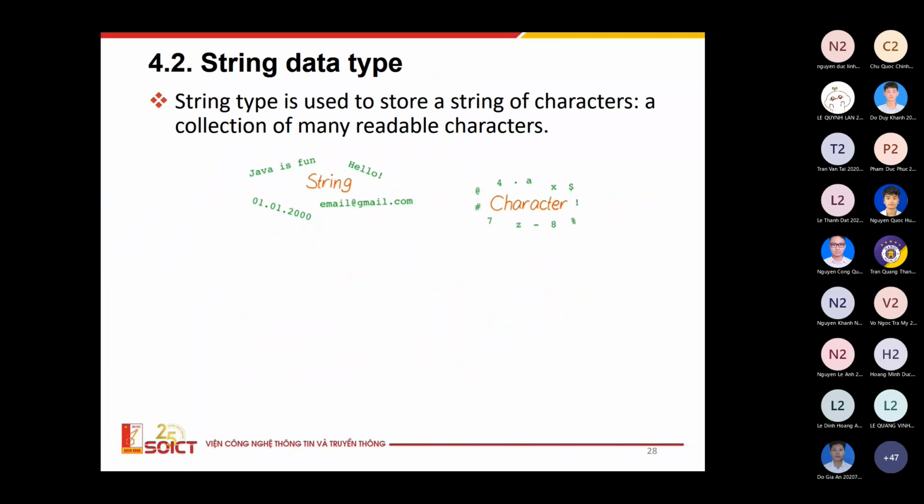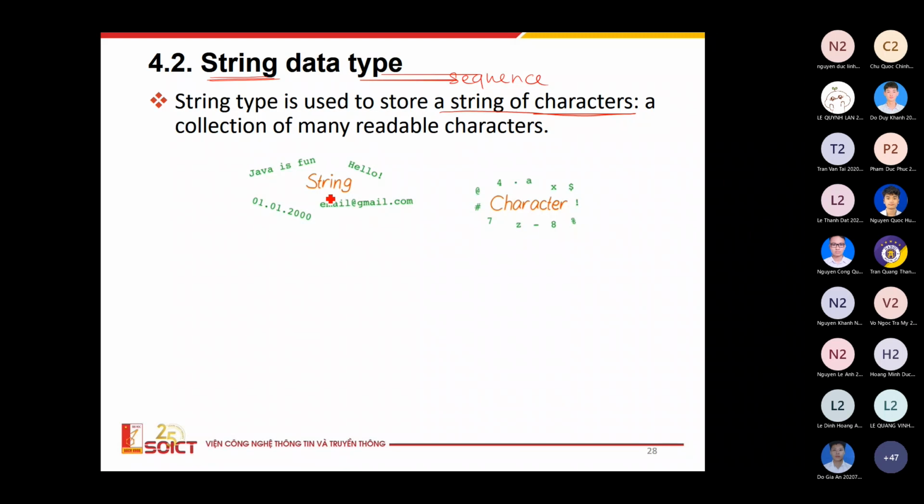Okay, so now we will go deeply into the string data type. The string data type is not considered a primitive type because you can divide the string into characters. So it's bigger than the character. The string is used to store a string of characters, or a sequence of characters.